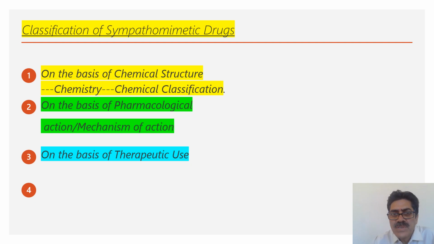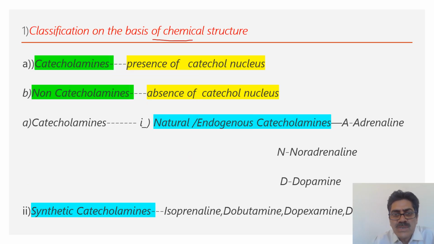Now, classification of sympathomimetic drugs. This is possible on the basis of chemical structure, so you can call it chemical classification. On the basis of pharmacological action or mechanism of action, you may call it pharmacological classification. Thirdly, on the basis of therapeutic use, we can call it clinical classification also. Classification on the basis of chemical structure is done on the presence of the catechol nucleus. If the catechol nucleus is present, these agents are called catecholamines. Otherwise, if the catechol nucleus is not present, they are called non-catecholamines. So on the basis of chemistry, we have two broad classes: catecholamines and non-catecholamines.